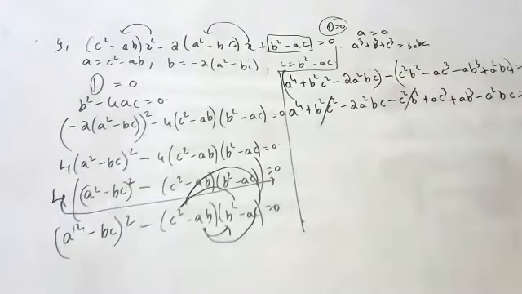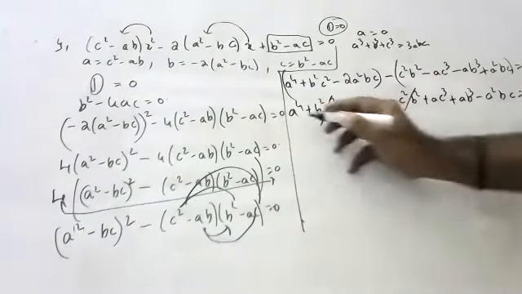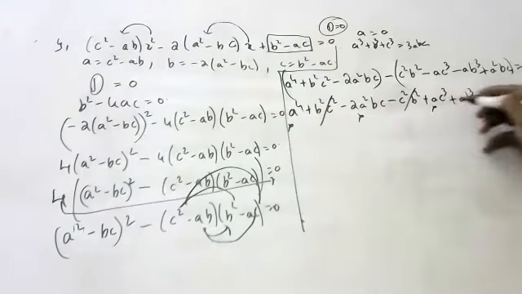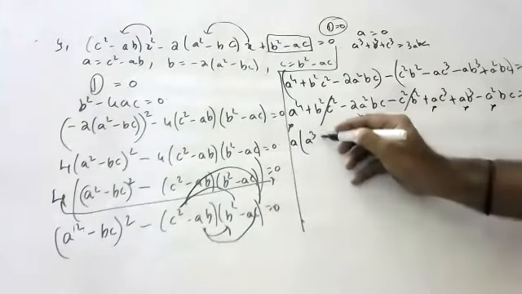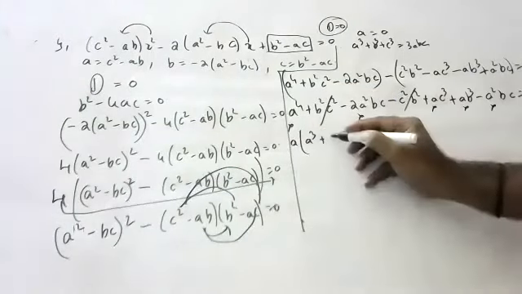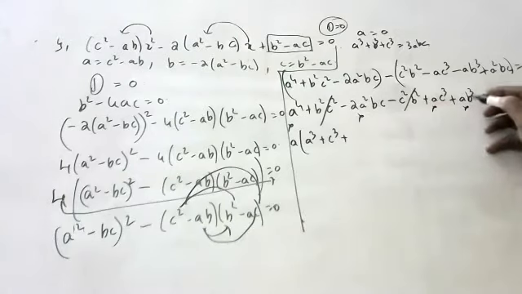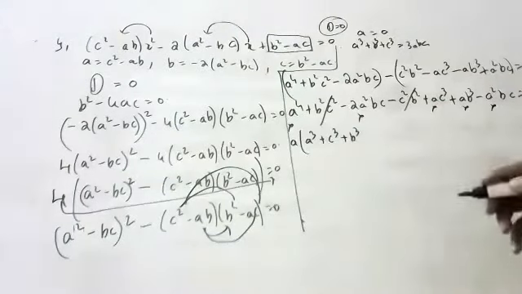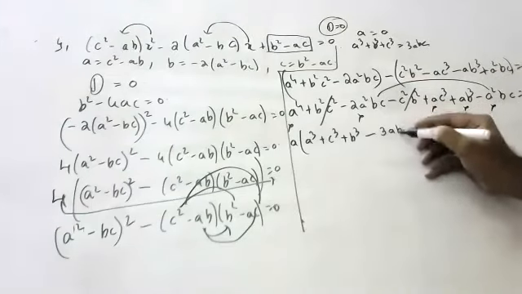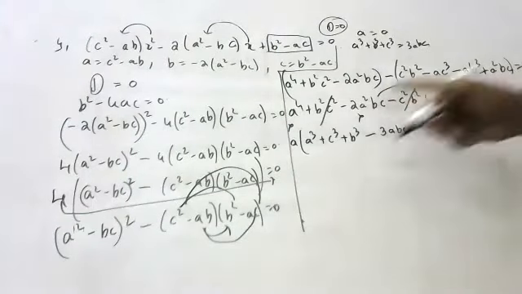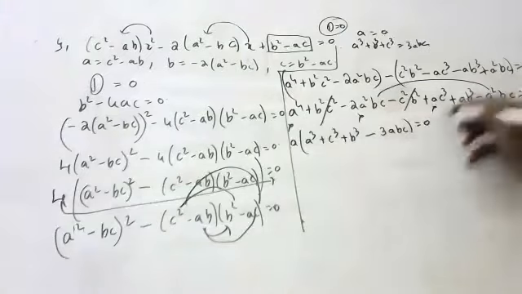This cancels. Okay. Who is common here? A. Take a common. What is left over? Can you help me? A cube minus c cube, plus b cube, minus 2abc minus abc, that is 3abc. Minus 2 minus 1 is equal to 0. 0.